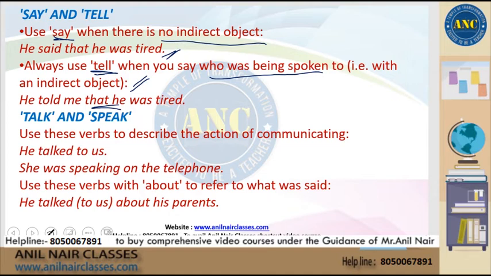Let's understand the usage of talk and speak. Both these verbs are used to describe the action of communicating. So you'd say, he talked to us, or she was speaking on the telephone. You use these verbs with about to refer to what was just said. He talked to us about his parents. So both of them are all right, and both are used to describe the action of communicating.